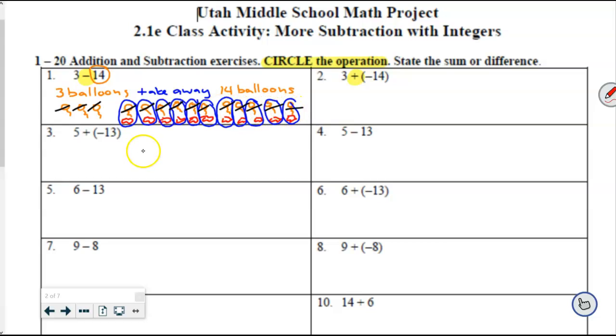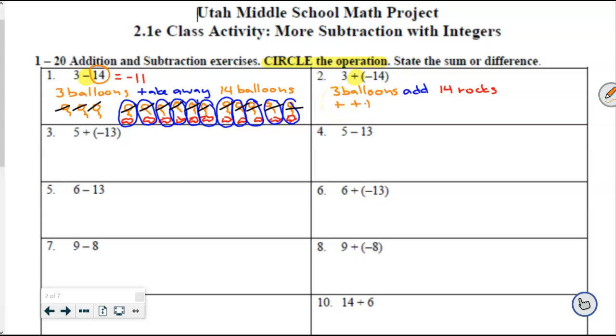So what is it that I have left? Just a bunch of rocks. How many rocks? 1, 2, 3, 4, 5, 6, 7, 8, 9, 10, 11 rocks. So 11 rocks is negative 11. That was a long time to do one problem, wasn't it? Let's do this version. 3 balloons. What am I doing in this problem? Adding. What am I adding? It says negative 14, so I'm adding 14 rocks this time.